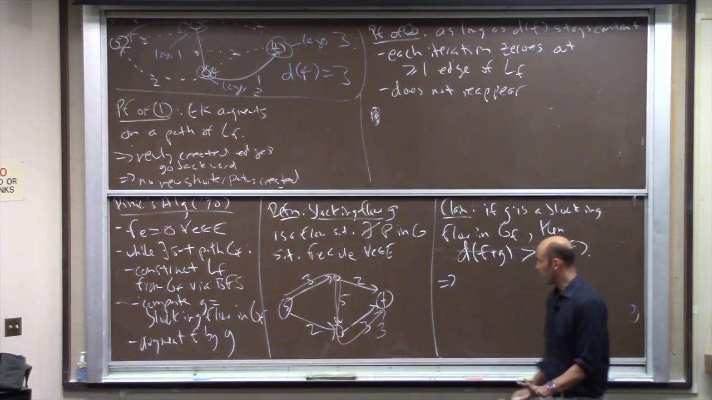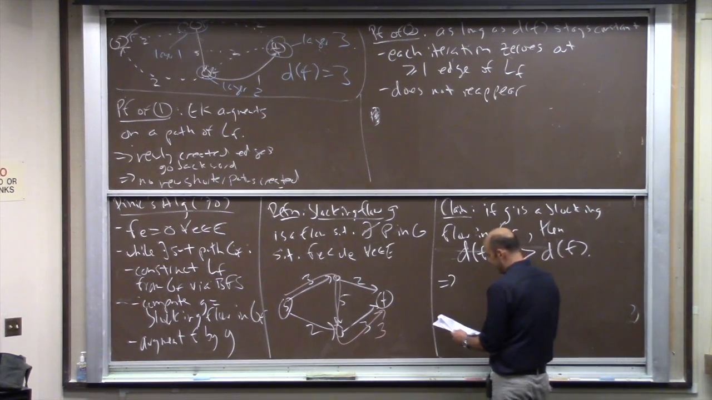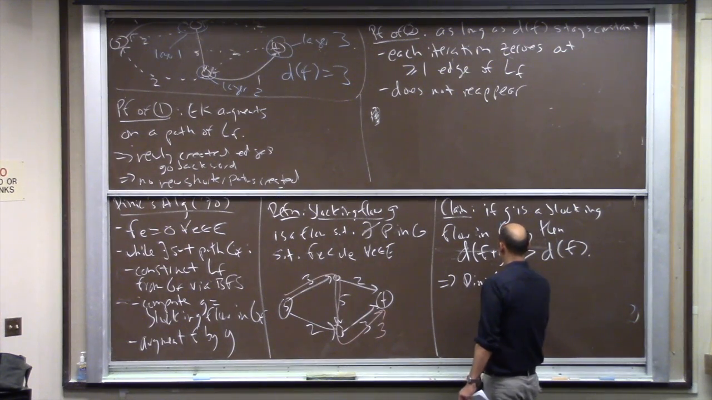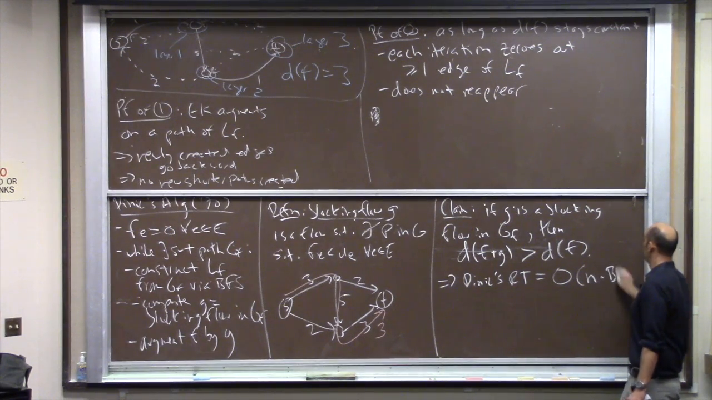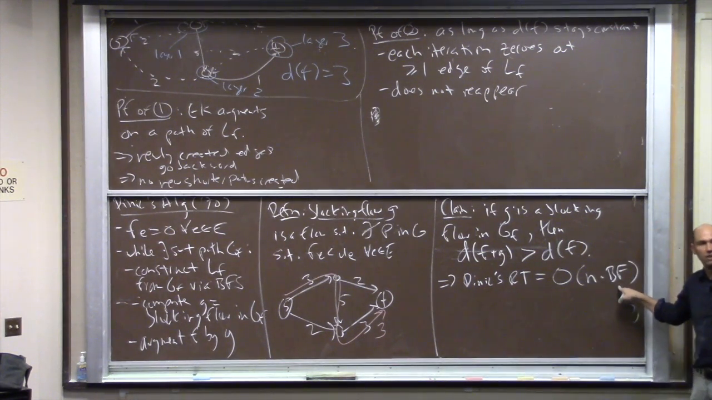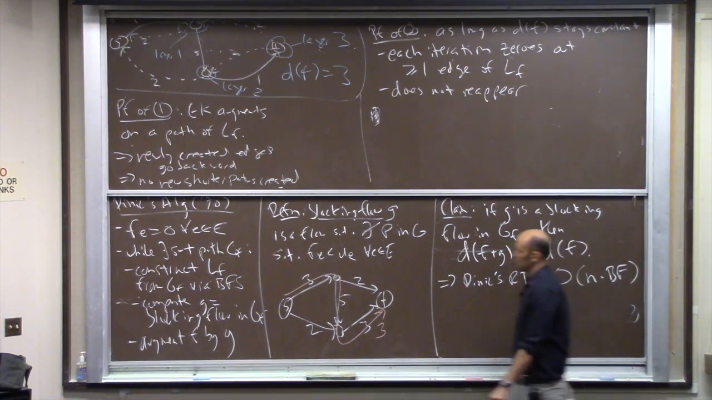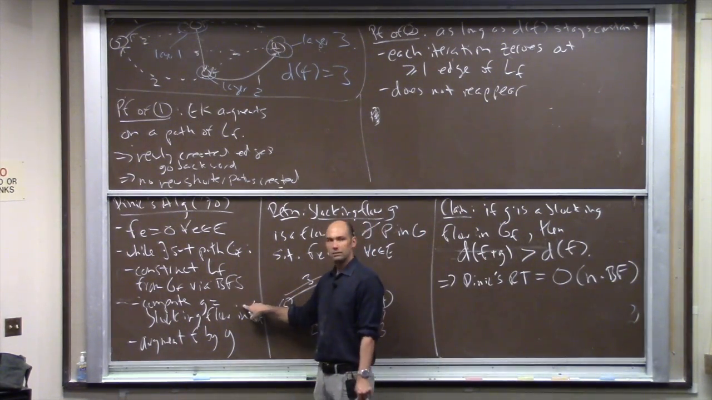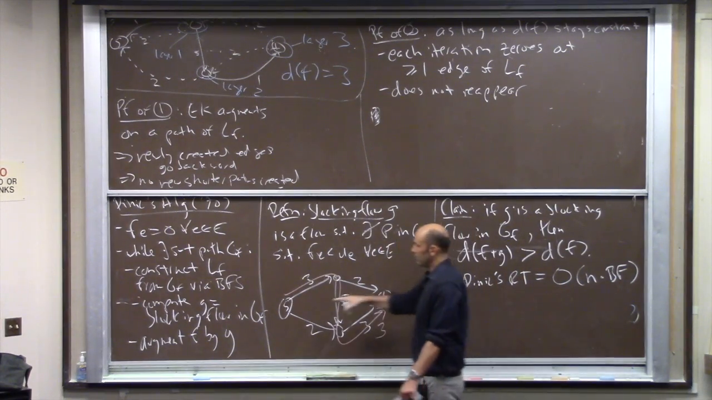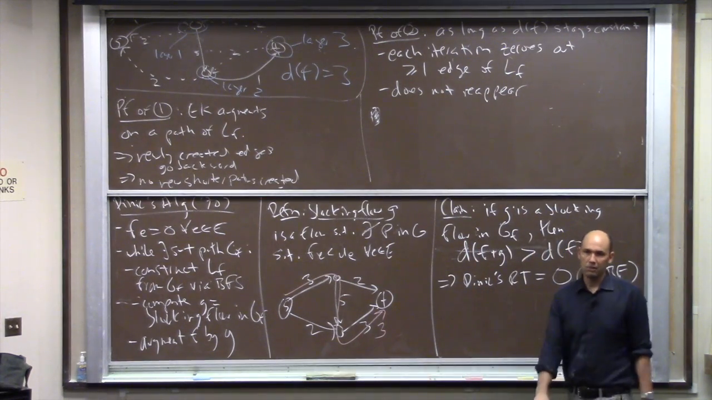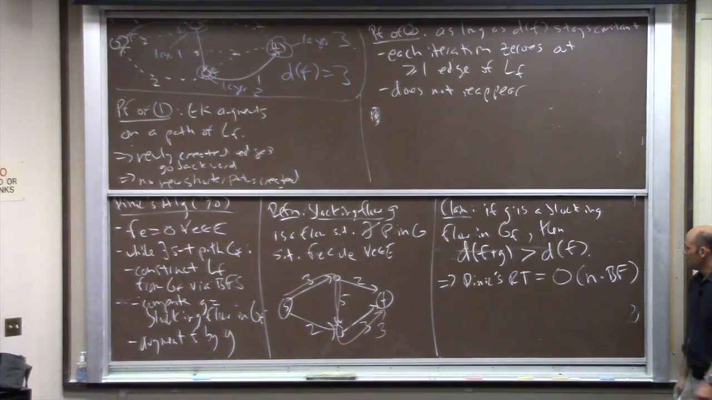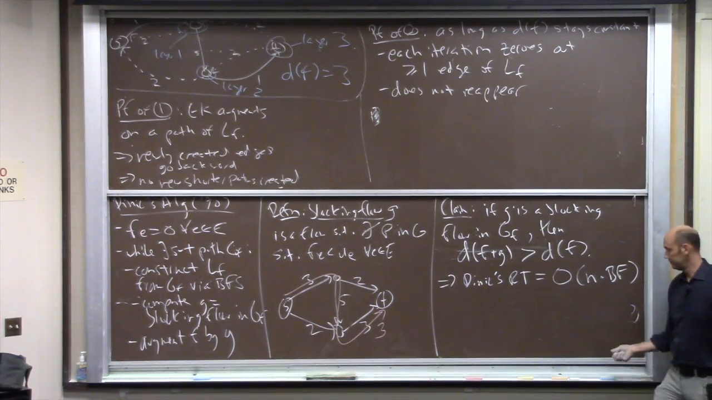Okay? But parameterized by whatever your blocking flow subroutine takes, we can at least say that Dinic's runtime is O of n times the time needed for a blocking flow. So you just give me as a black box a subroutine that will compute a blocking flow in a graph. Dinic's algorithm just uses that subroutine as a black box. By the claim, it only needs to invoke the black box n times. So the running time is just n times that of the subroutine, n times a blocking flow. Okay? So how fast can you compute a blocking flow?